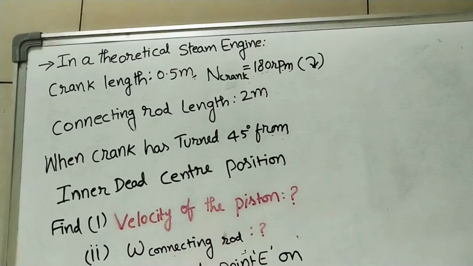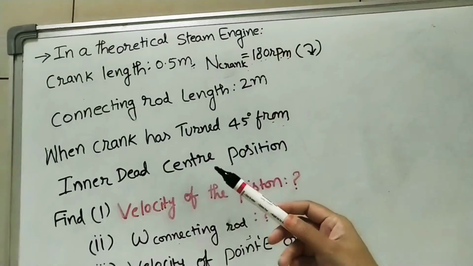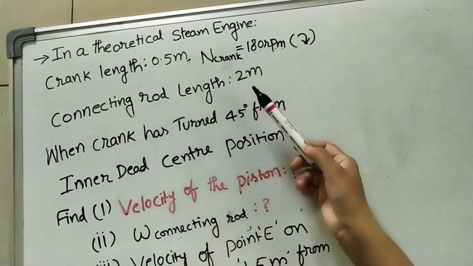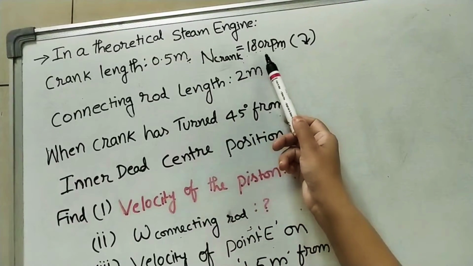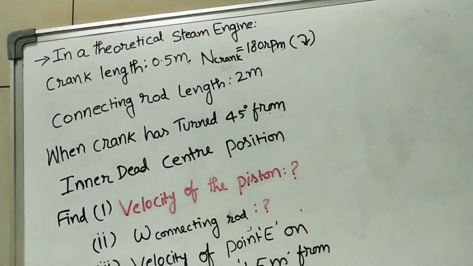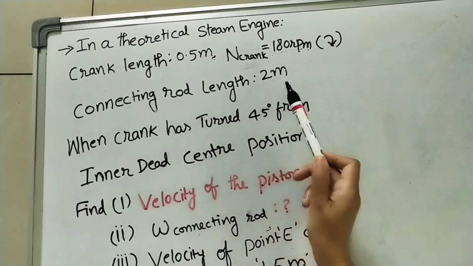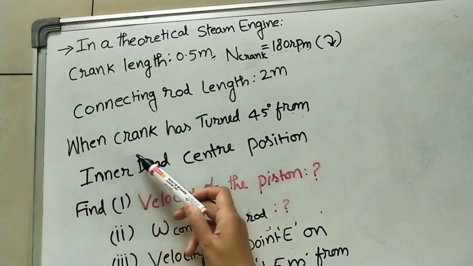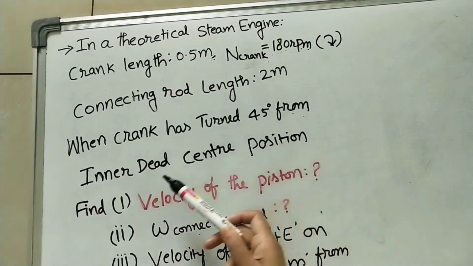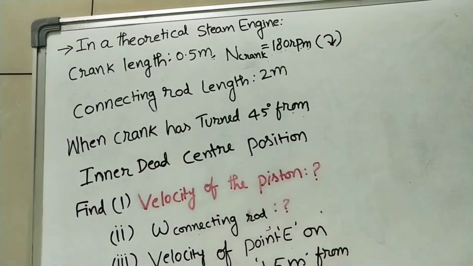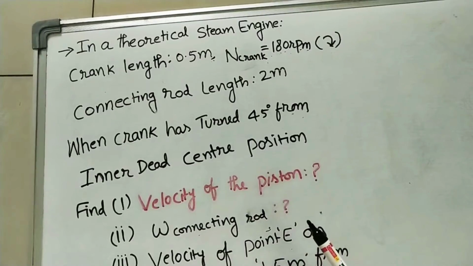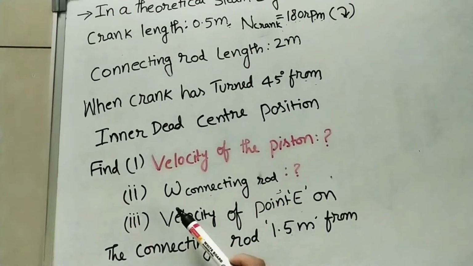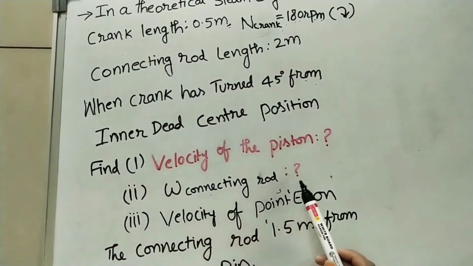In today's class, we will discuss the velocity diagram of a theoretical steam engine. I will read the problem. In a theoretical steam engine, the crank length is given as 0.5 meters and the angular speed of the crank is 180 rpm clockwise. The connecting rod length is 2 meters. When the crank has turned 45 degrees from the inner dead center position, at this position find the velocity of the piston, and then the angular velocity of the connecting rod.